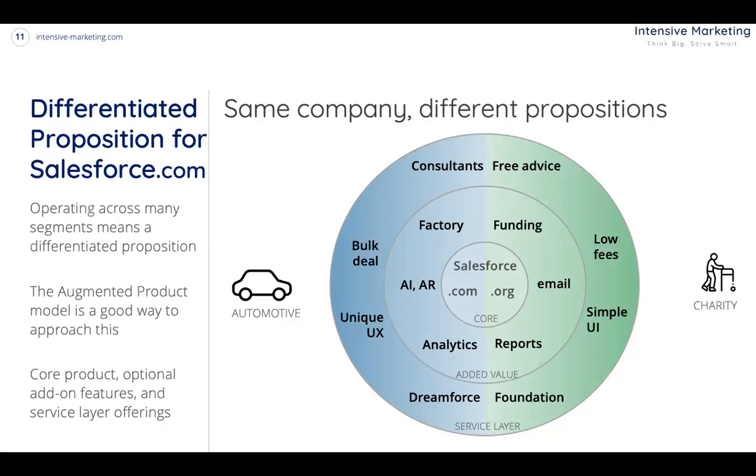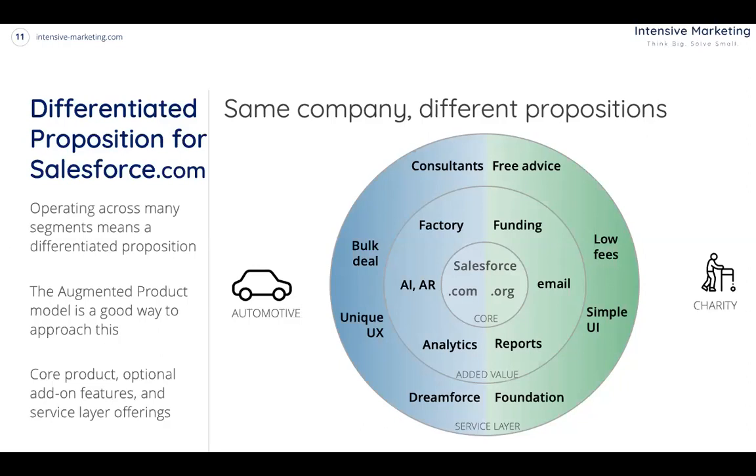So let me just pick out a couple of things. It's free advice for charities in the service layer, yet it's highly paid innovation consultants in the automotive layer. From a charity's perspective, they really just want email and the ability to communicate, whereas in the automotive world, they're expecting integration into artificial intelligence, possibly predictive analytics, and augmented reality services to help digitally transform.